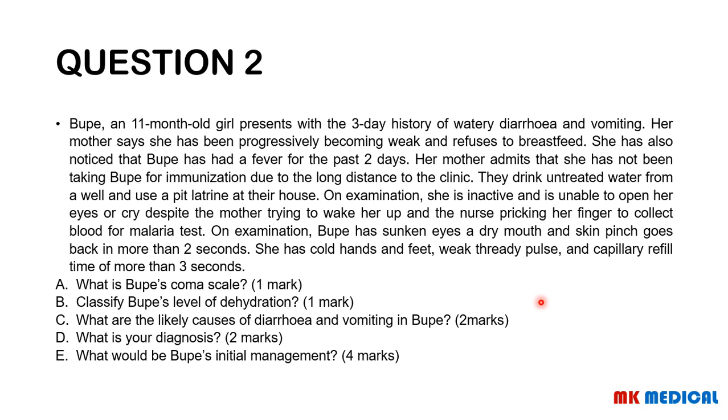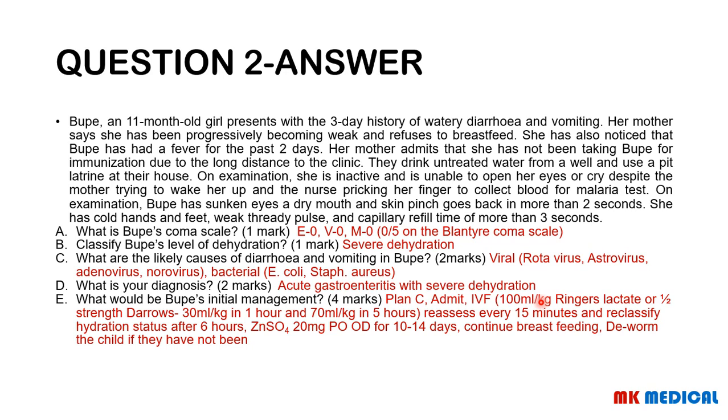So here comes the answer. So this child is not responding at all. Everything is 0. The eye opening, 0. They are not able to open their eyes. Verbal, there's no cry at all. It's not even inappropriate. There's nothing. Motor response, there's nothing when you inflict pain. So they have a Blantyre coma scale of 0 out of 5. So this child is pretty much almost unconscious. Actually, he is unconscious.